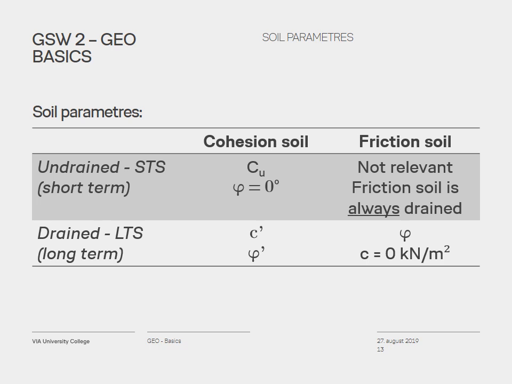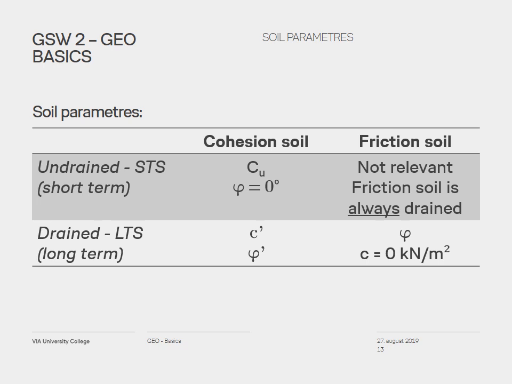We use the term C prime, or effective cohesion, and we also use the effective friction angle, which is not 0. For friction soil, we use the friction angle, and there's no cohesion in friction soil.